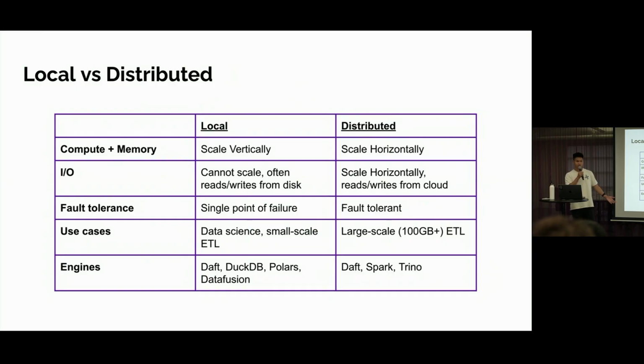The use cases are also slightly different. On local, you're doing smaller scale ETL, testing, data science, and distributed is where you go big for big data. And just for some engines that are local and distributed, for example, DuckDB, Polars, and DataFusion are all local engines, and you have Spark and Trino for distributed. And of course, Daft, we're trying to do both.